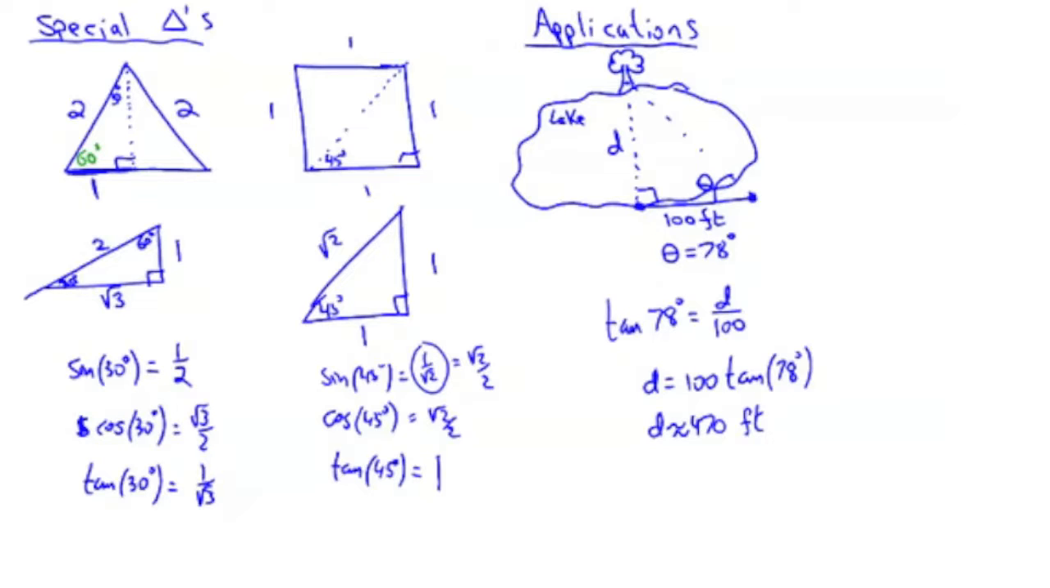I got negatives, so how do you change it? Hit mode. Are you in the big calculator? Yeah, hit mode. There should be a radian. Just move it over, hit enter, and then go back.